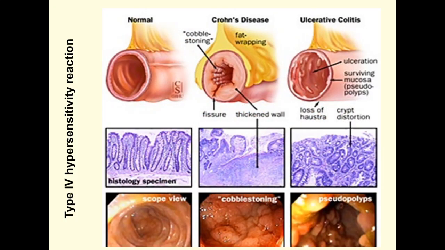Move on. What can you use as a keyword in your MCQ? So-called cobblestoning. Cobblestoning. What does it mean? You see, like stones in the road. So these stones exactly are granulomas.